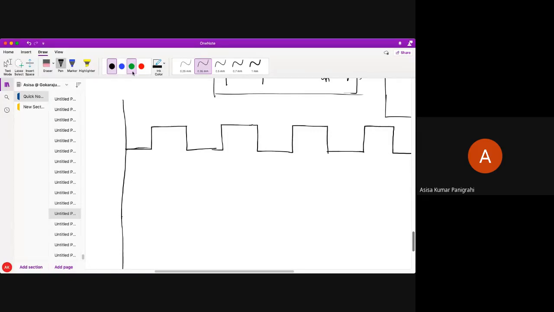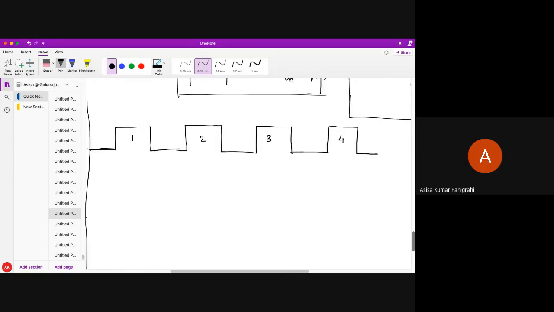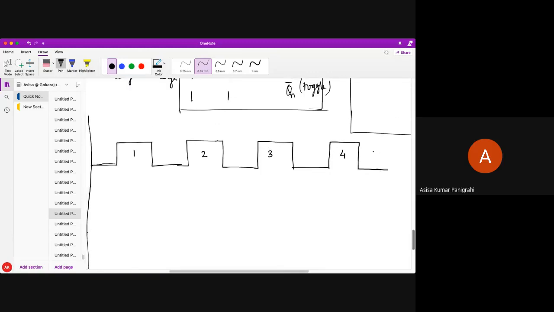Now what I'm doing here, just see. This is my one clock pulse, second, third, fourth. Everybody has to draw this at home, otherwise you cannot understand. I'm telling you, students, this is very important. If you are not understanding, unmute and ask me. Minimum 10 mark question will come from this.